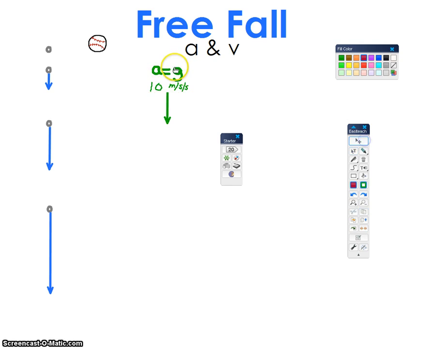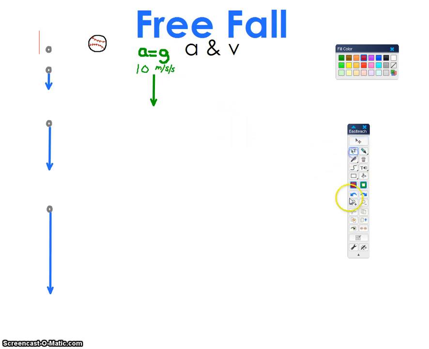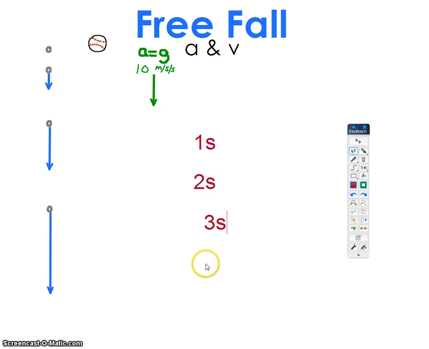This is due to the force of gravity, so it's happening here, it's happening here, it's happening here, it's happening here. As soon as you let go of that baseball, this thing is under the influence of gravity and only gravity, so it has an acceleration of 10 meters per second for every second that passes. So what I'm going to do is I'm going to make a bunch of 1 second, 2 seconds, 3 seconds. Let's add a 0 seconds.